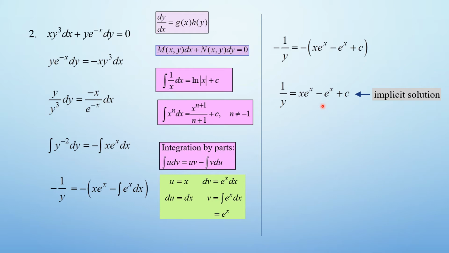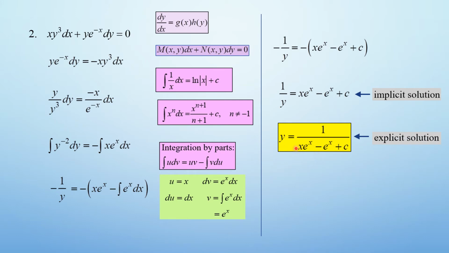To get to the explicit form, we write the reciprocal of 1 over y, which is y, and the reciprocal of the whole expression on the right side, which is 1 over x e to the power of x minus e to the power of x plus c. So this is a solution which is in explicit form. So this solution is an explicit solution for the given separable equation, where y is expressed explicitly in terms of x.